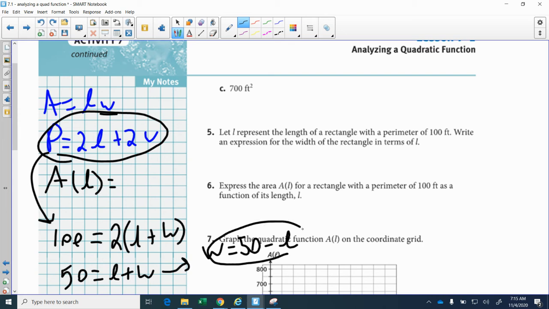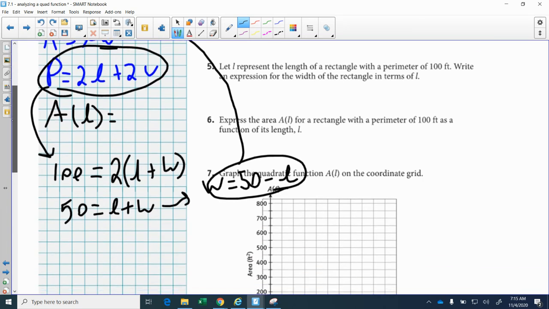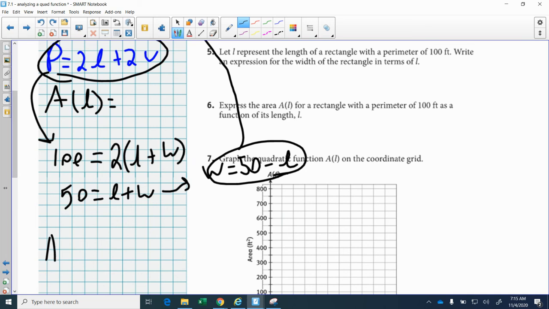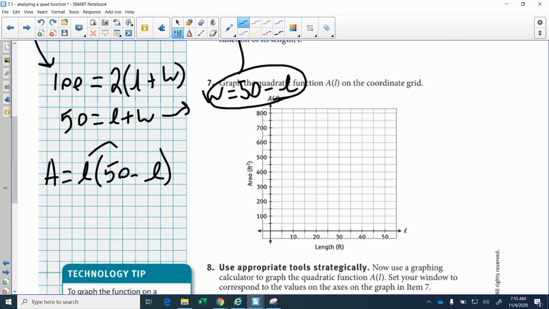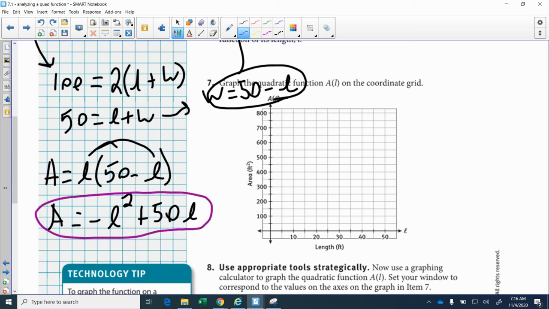Well, if you notice, now that I have this equation where W equals it, I can come back up to the beginning and plug this into the original equation to get the area equals length times 50 minus the length. And if I distribute the length through, notice what I get. This would become negative L squared plus 50L, which in essence is a quadratic equation. Okay?